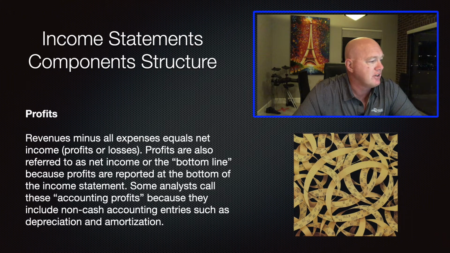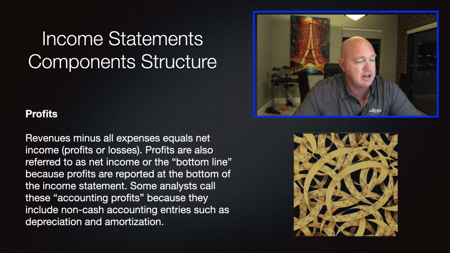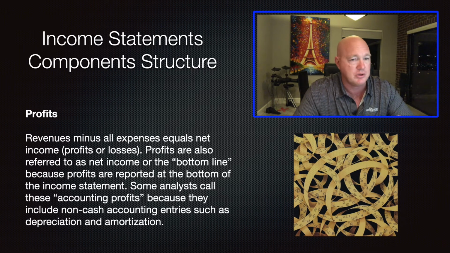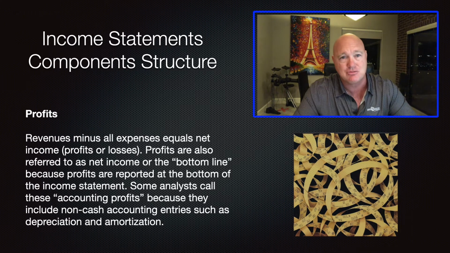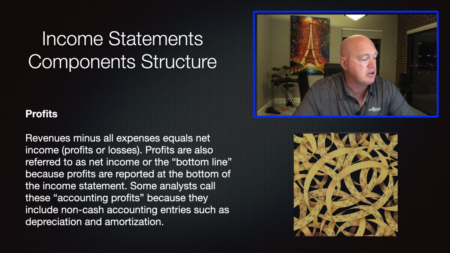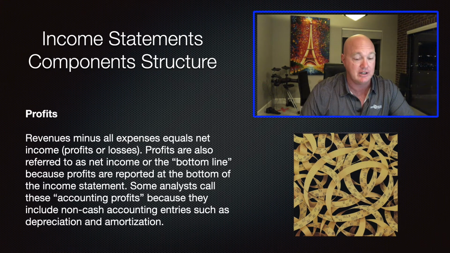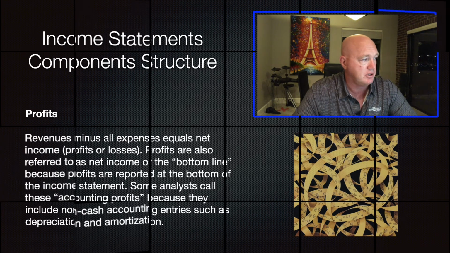Some analysts call these accounting profits because they include non-cash accounting entries such as depreciation and amortization. We'll talk more and more about depreciation and amortization later and what they mean and why they're not, strictly speaking, the same kinds of expenses as, for example, marketing. But for now, we don't really need to worry about that. It's getting more into minutia. But that's basically what the profits are. The profits are total revenues minus all expenses. That comes up with your net income for the company.